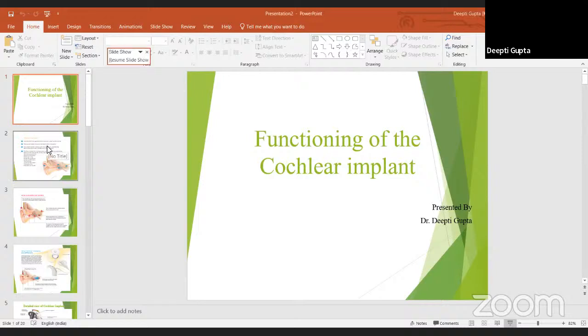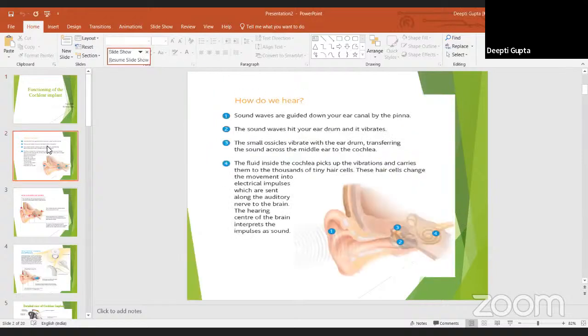So I'm coming to the next slide. As I have discussed, first we should know what hearing exactly is. I'm just going to inform you what parts our ear has. Our ear has three parts: one is the outer part, the second is the middle part, and the third is the inner part.